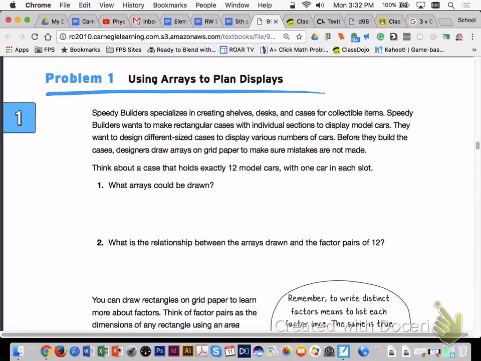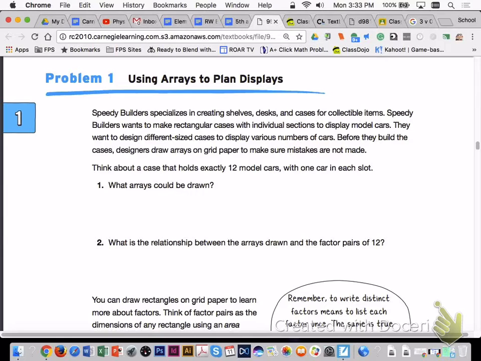Please turn to page 16, problem 1, using arrays to plan displays. Speedy Builders specializes in creating shelves, desks, and cases for collectible items. Speedy Builders wants to make rectangular cases with individual sections to display model cars. They want to design different size cases to display various numbers of cars. Before they build the cases, designers draw arrays on grid paper to make sure mistakes are not made.